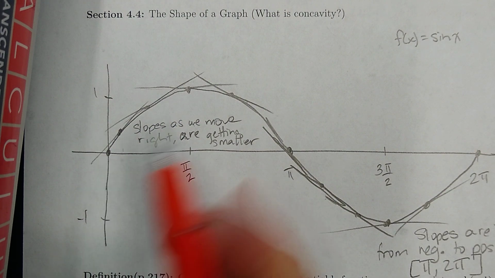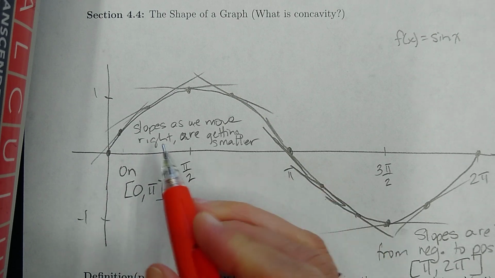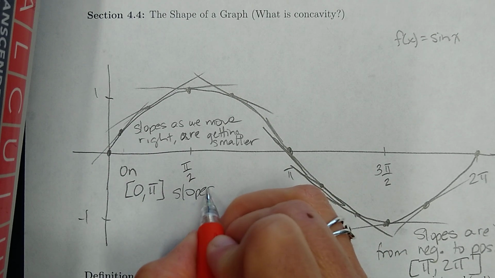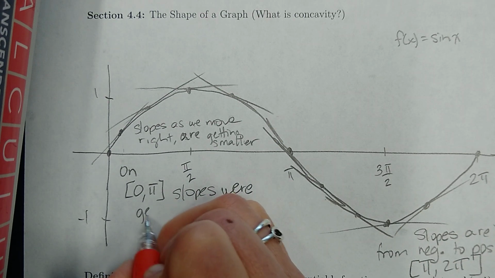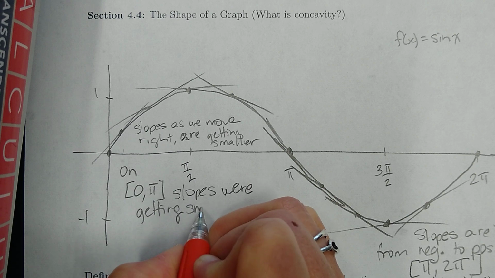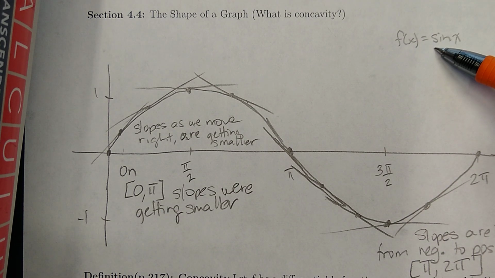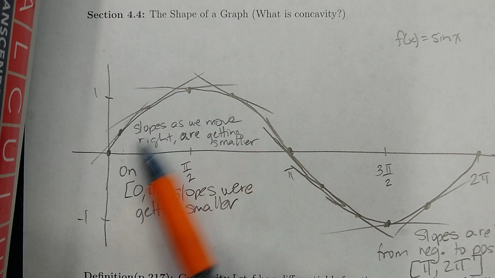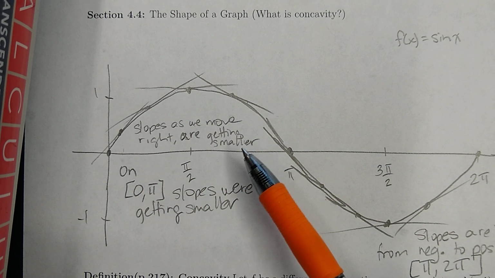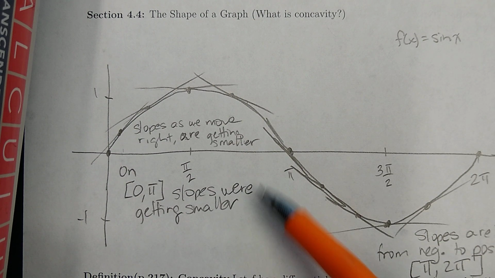And back here on the interval from 0 to pi, we saw that the slopes were getting smaller or decreasing. And so now what I want you to notice is the shape of the original function. We're talking about the original function. The slopes are given by the first derivative, and then we're also talking about the rate at which the slopes are changing, which would indicate the second derivative. We're taking a rate of change of the first derivative, which would be the second derivative.